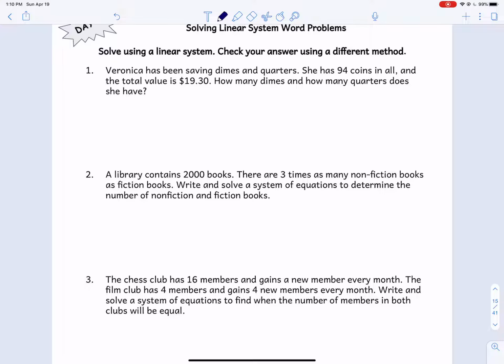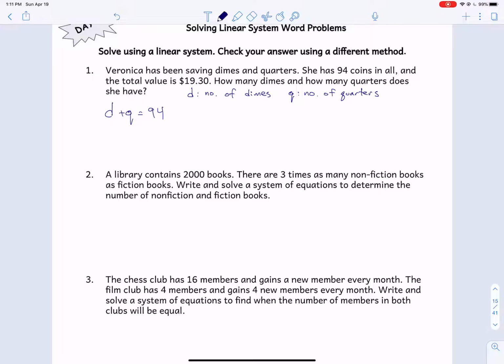So first of all, we need some variables. I'm going to say that lowercase d is going to represent the number of dimes, and q is going to be the number of quarters. So we have two variables. The first thing we know is there's 94 coins in all. D is the number of dimes and Q is the number of quarters. So if I just add those, they should add up to 94.